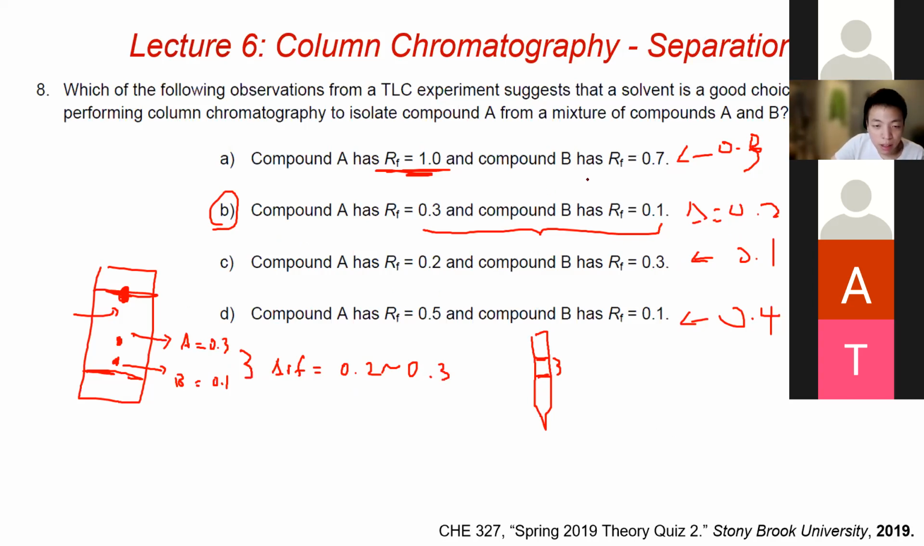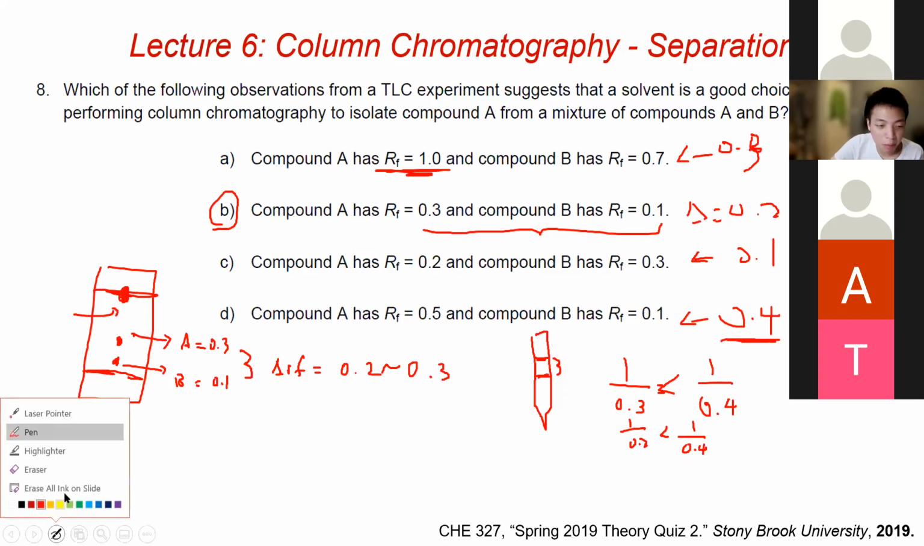If the RF is too big, like this one is 0.4, it will take more volume to get the stuff out. So if it's 0.3, that will use less volume than if you use 0.4. It's just an idea of being resourceful. So that's why I want to use less to produce the same results.